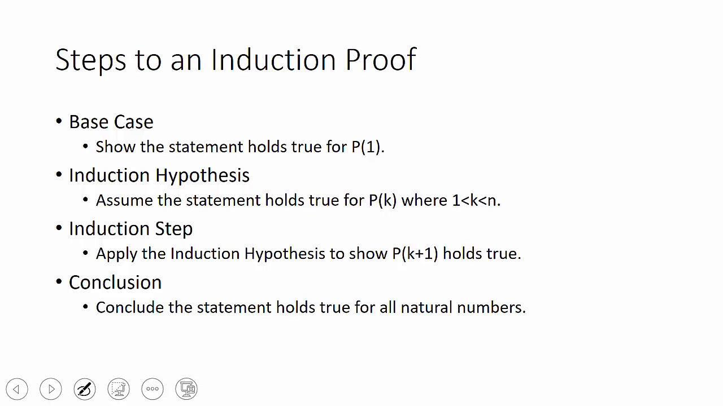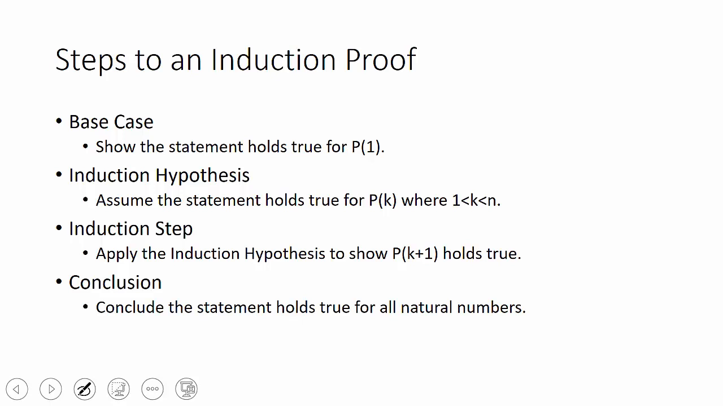The third step is called the induction step. That's where the magic happens. This is where we apply the induction hypothesis to show that the statement holds true for one beyond that assumption. We're going to call that K plus 1.